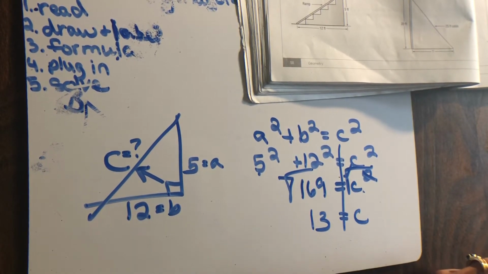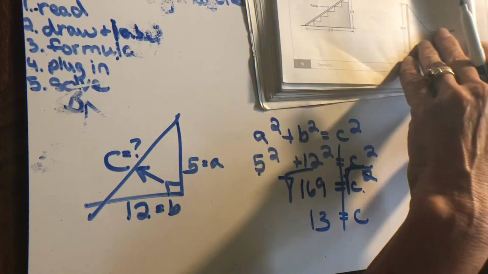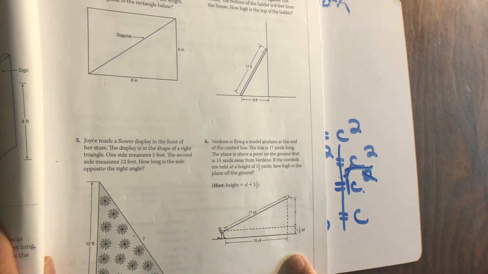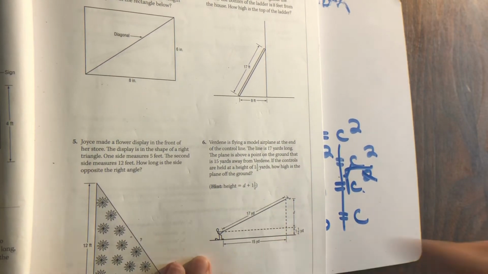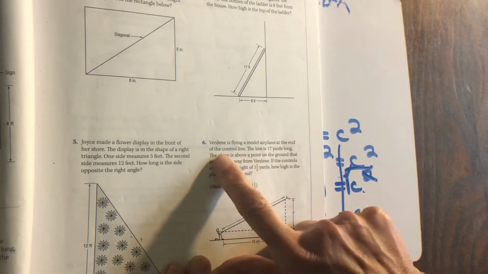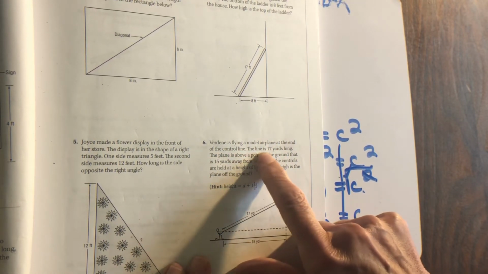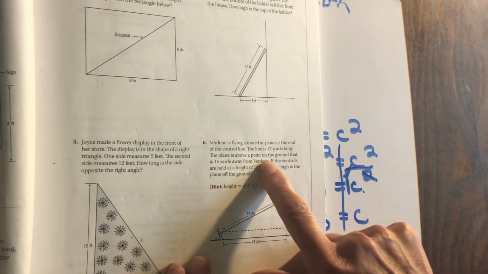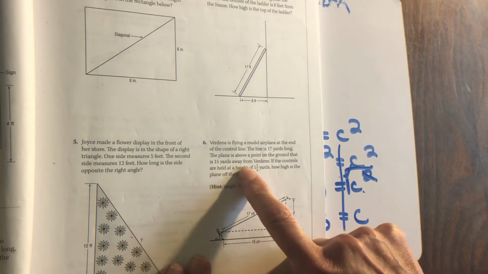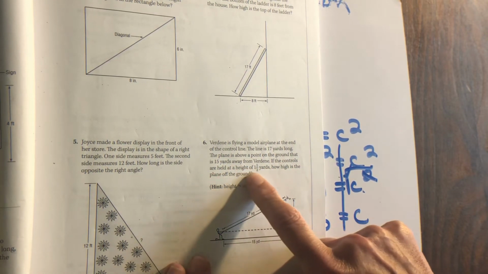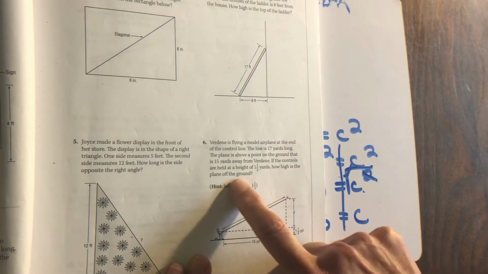Okay? Let's do one more. This one is a really weird problem, and it hangs up a lot of my students. They get kind of stuck on this problem. It says Verdine is flying a model airplane at the end of a control line. The line is 17 yards long. The plane is above a point on the ground that is 15 yards away from Verdine. If the controls are held at a height of 1.5 yards, how high is the plane off the ground?